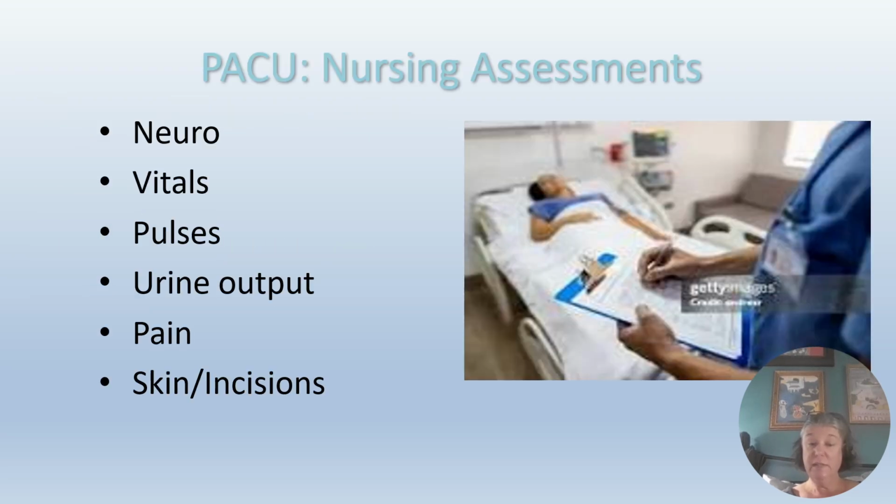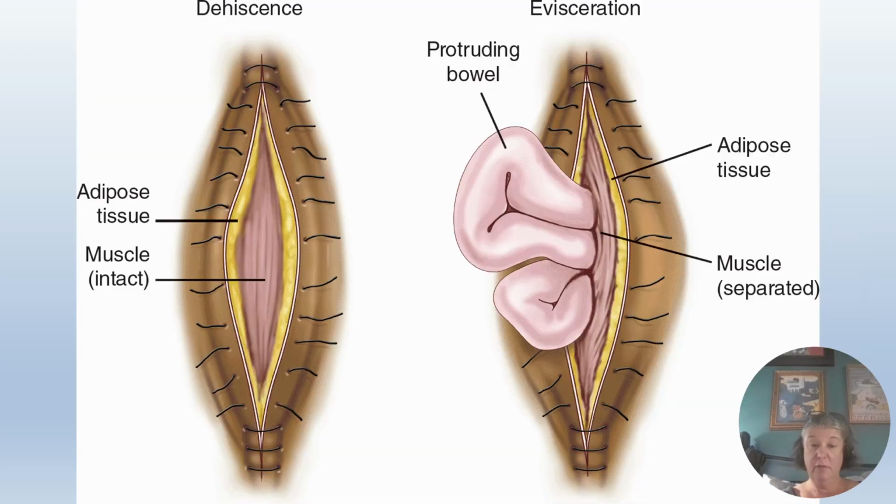So our nursing assessment, all the things we've been talking about, right? Nothing new there. Here is a picture of dehiscence, and then evisceration is where you actually have an organ poking through. And as you may guess, that's not good. Okay. So that's just a nice little visual there for you.